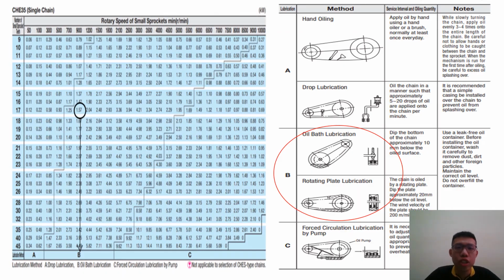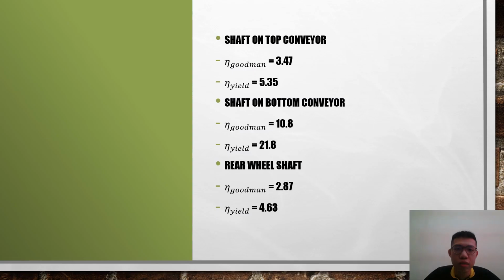For the selection of chain, we follow the guideline of the Misumi chain catalog. At the end of the selection, we selected the CHE35 single chain for our machine. Also, from the guideline, Type B lubricant is required. The largest sprocket can dive into an oil bath. The majority of chain drives and conveyors will perform better and last longer when timely and adequate lubricant is provided.